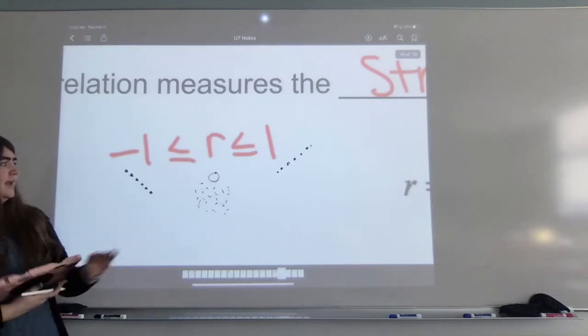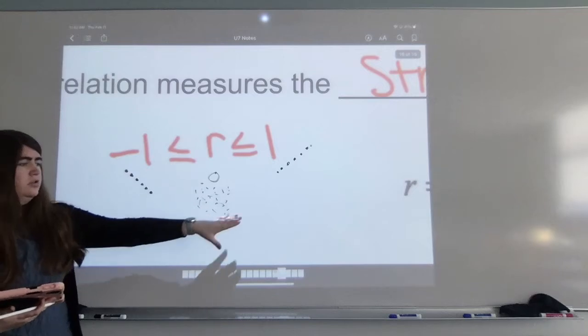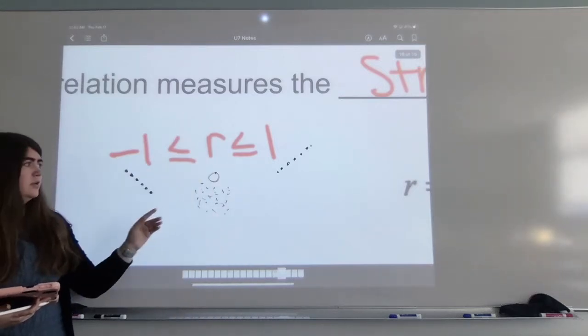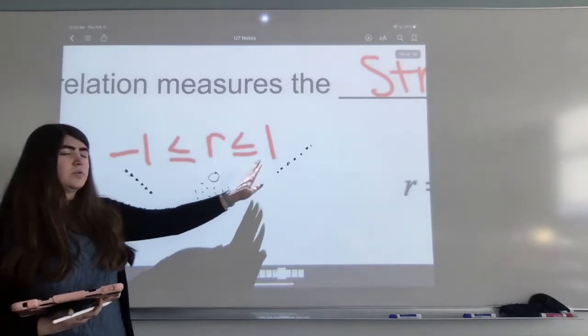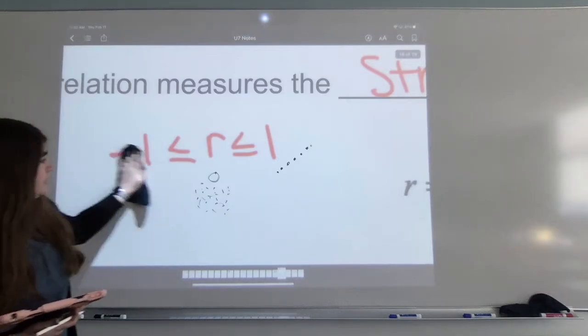So we have -1, really strong, negative straight line. 0, no pattern whatsoever. Can't tell what's going on. No trend. No relation. 1, really positive, strong line. All right.